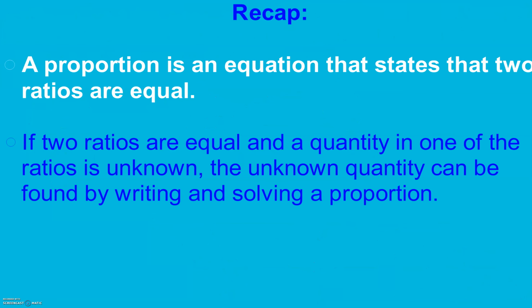Quick recap here. A proportion is an equation that states that two ratios are equal. If two ratios are equal and a quantity in one of the ratios is unknown, the unknown quantity can be found by writing and solving a proportion. And that's all I have for section 2.7.